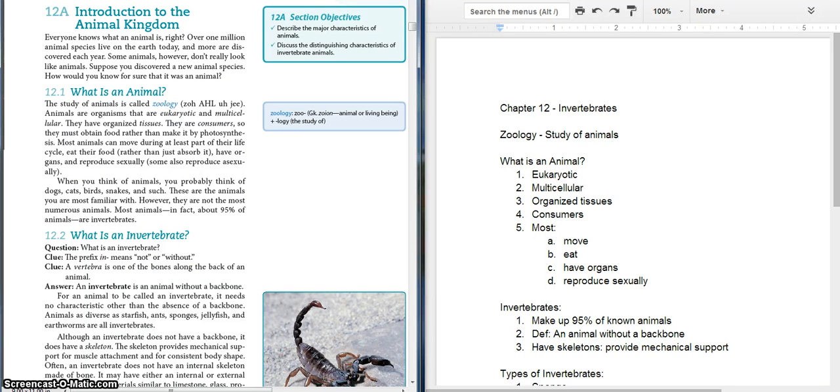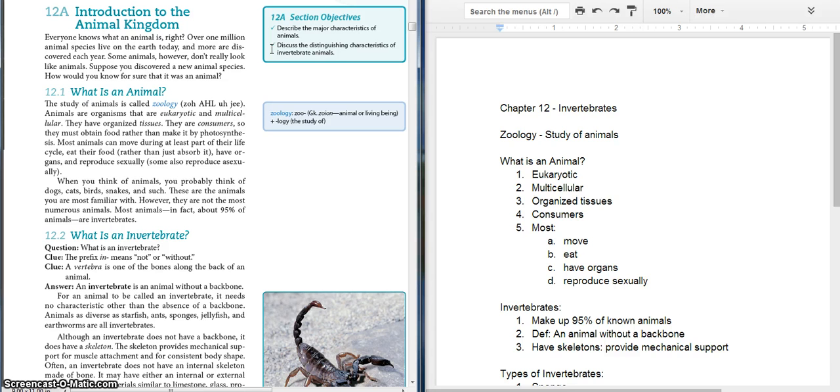We are beginning chapter 12 in our textbook, a study of the invertebrates. We are moving away from plants and into the animal kingdom. As we look at the animal kingdom, we see a couple of objectives that we need to begin with as we introduce the animal kingdom.